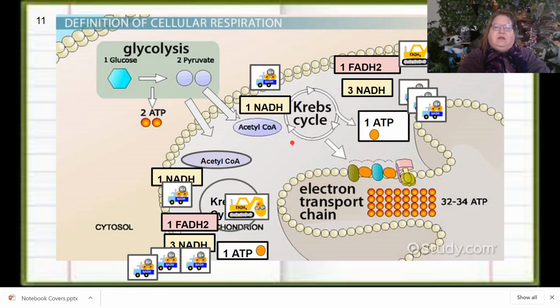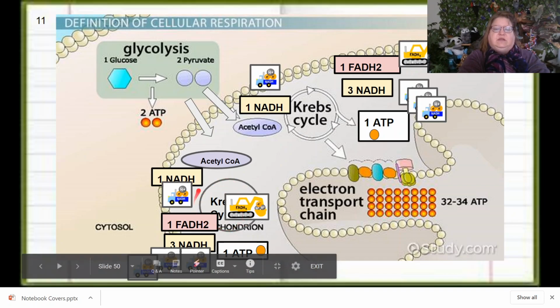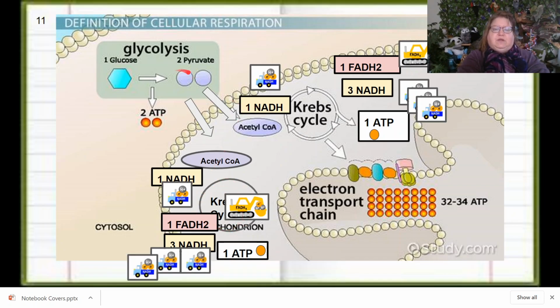And so here's this inner part of the mitochondria. Here's our Krebs cycle. And we're going to do that twice. We're going to make our Krebs cycle circle once for each pyruvate. And so here's where we stand.